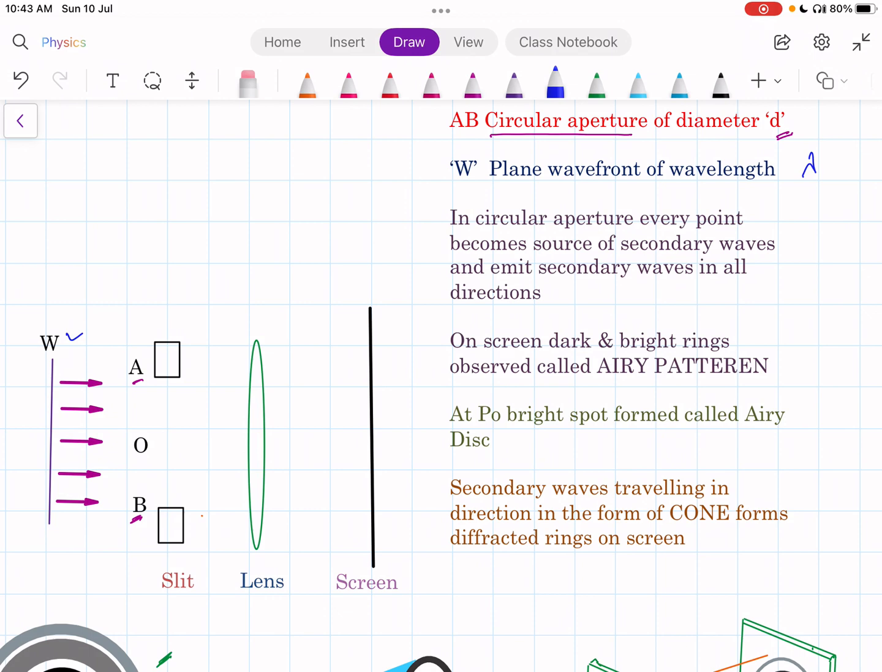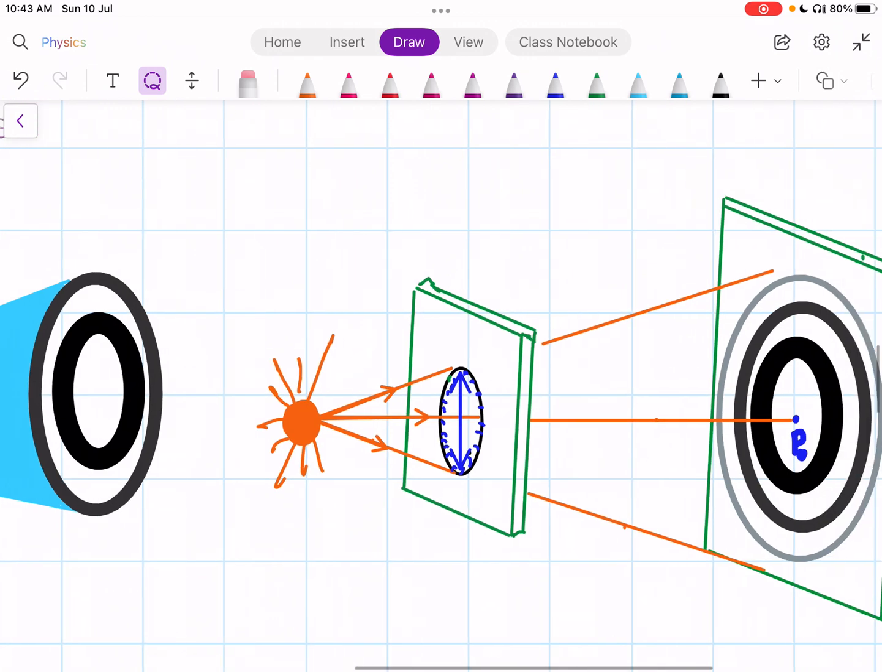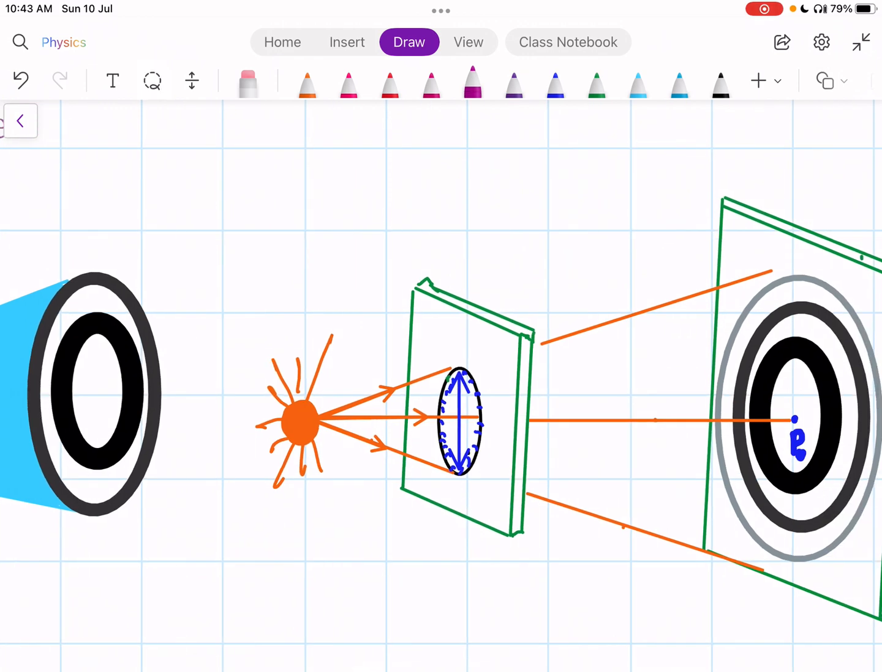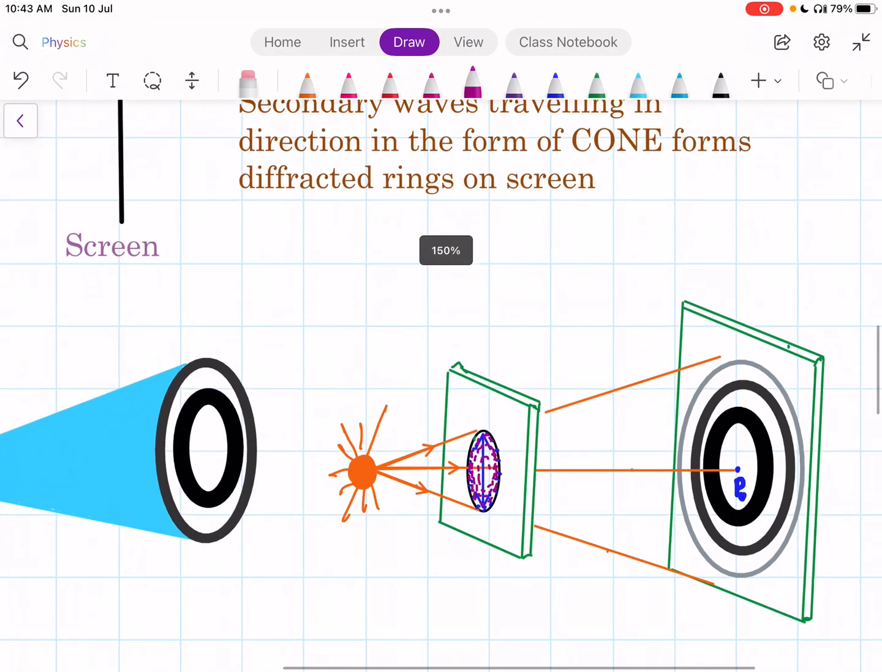Then when this wavefront is incident on this circular aperture, as per the Huygens theory, every point in this circular aperture acts as a secondary source and emits secondary waves in all directions. So in this circular aperture, every point acts as a secondary source and emits secondary waves in all directions.